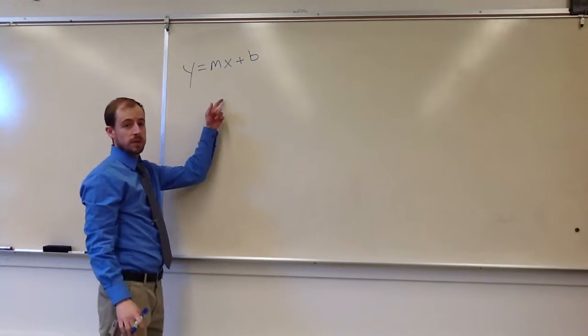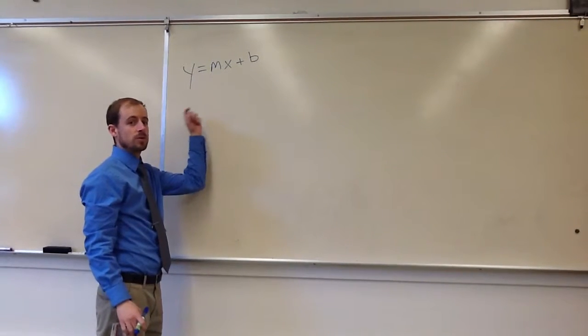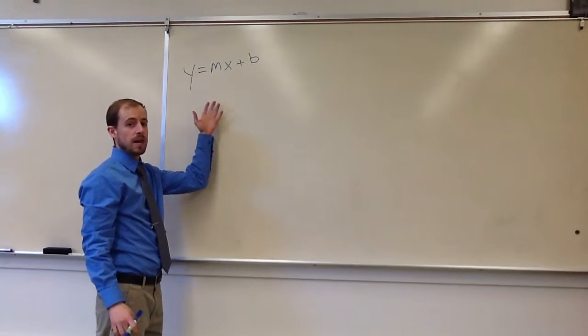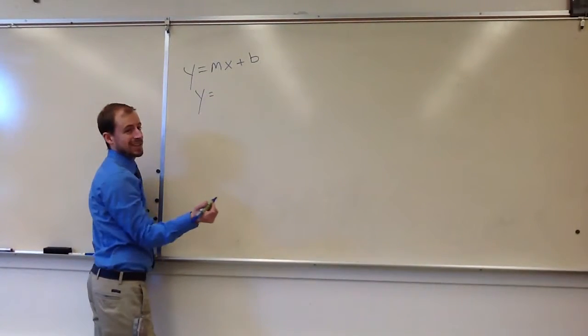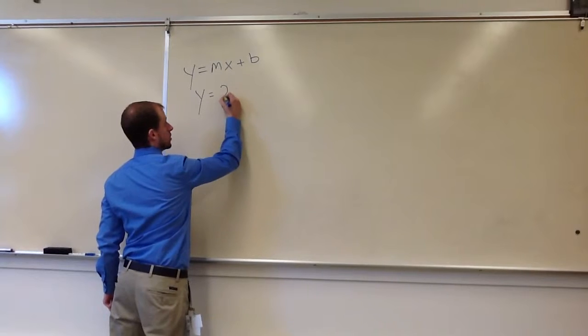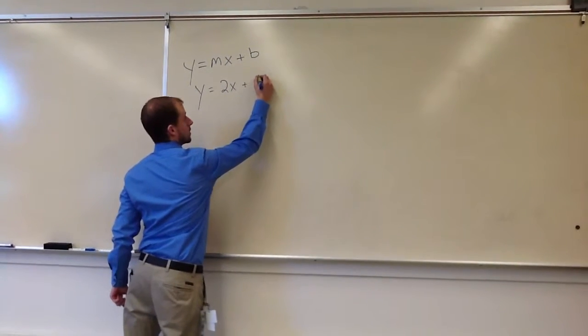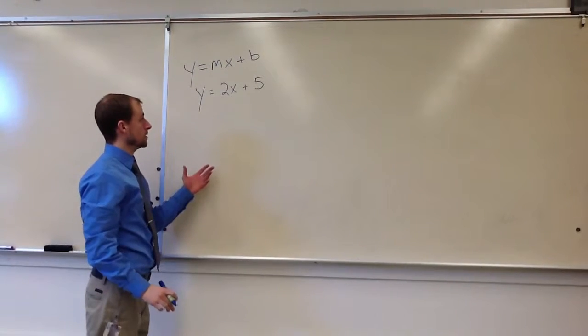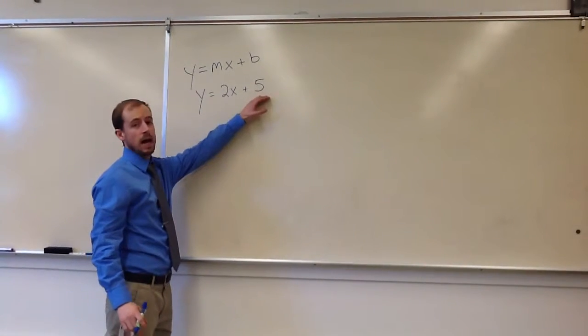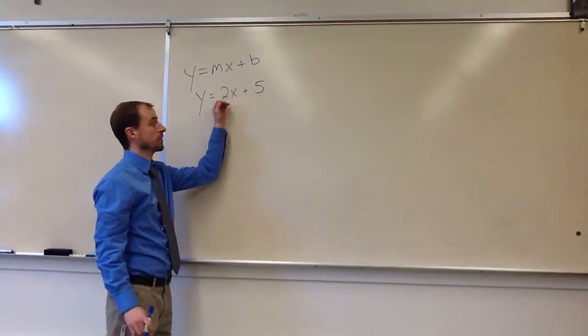y equals mx plus b. We've graphed that where we saw it was a line. We've also looked at it with a table. So, y equals, let me give you an example. So like y equals 2x plus 5, let's say. What that's saying is, we're going to start at 5, and we're going to grow by 2 every single time.